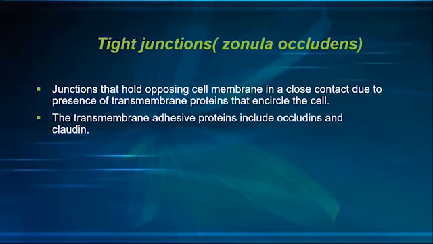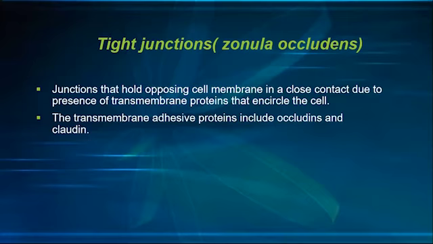So this word zonula is a scientific term that indicates that this type of cell junction is surrounding the cell membrane of the cells in a ring-like fashion, or in a circular fashion. So this is what zonula means, that the tight junctions are the junctions that encircle the cell membranes in a ring-like fashion.